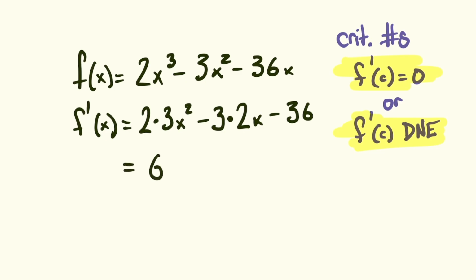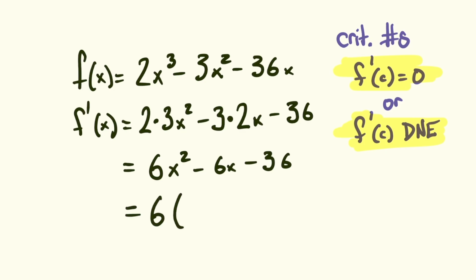So let's simplify this a bit. It is going to be 6 times x squared minus 6x minus 36. Now we want to set this derivative equal to 0, and we want to solve it. Notice it's a polynomial. In fact, this is a quadratic polynomial, so it's going to exist everywhere because polynomials don't have places where there's issues like that.